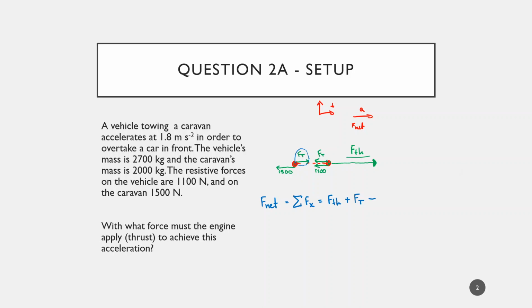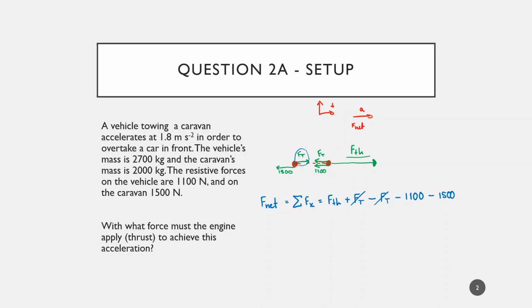Notice that on the vehicle, there is a tension force pointing in the negative direction. So we're going to subtract that tension force, and there you can see those tension forces acting on both the caravan and the vehicle cancel each other out. There it is, and we subtract it immediately afterwards. However, we've also got some resistive forces pointing in the negative direction. We've got this resistive force here acting on the vehicle, so we can subtract 1,100, and we can also subtract this resistive force here, 1,500. This is the net force on the system, on both the vehicle and the caravan.